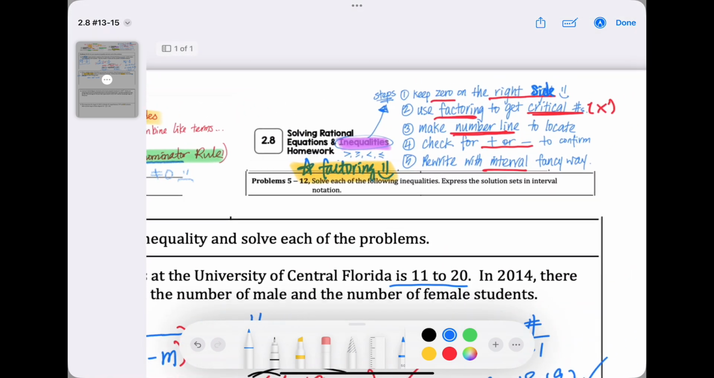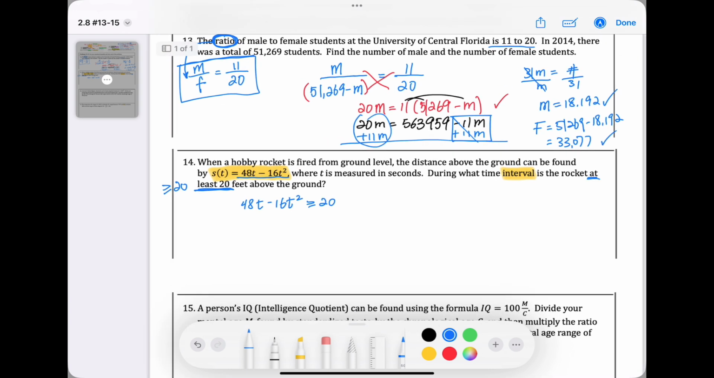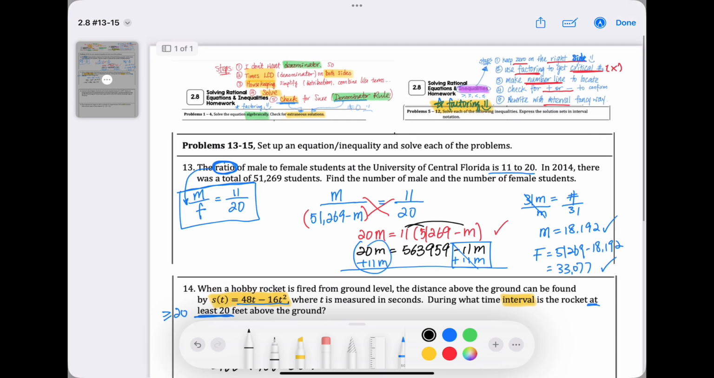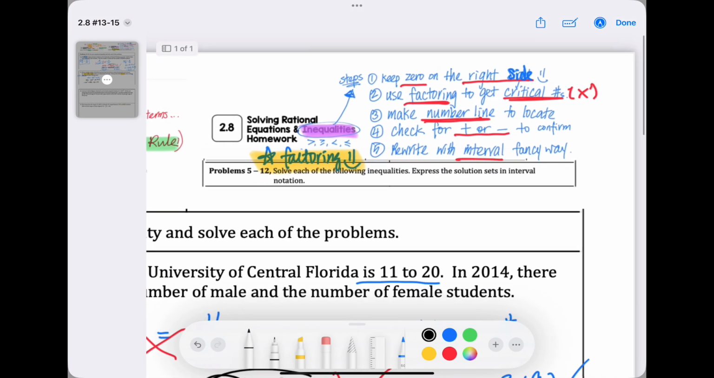What is my step 1? Step 1 is keep the 0 on the right side. So I am going to subtract 20 from both sides. So I get 48t minus 16t squared minus 20 is greater than 0. I would like to keep the standard form, from highest power to lowest power. So now it's just good looking. What will be my step 2? Step 2 tells us we're going to factor and get the critical values.